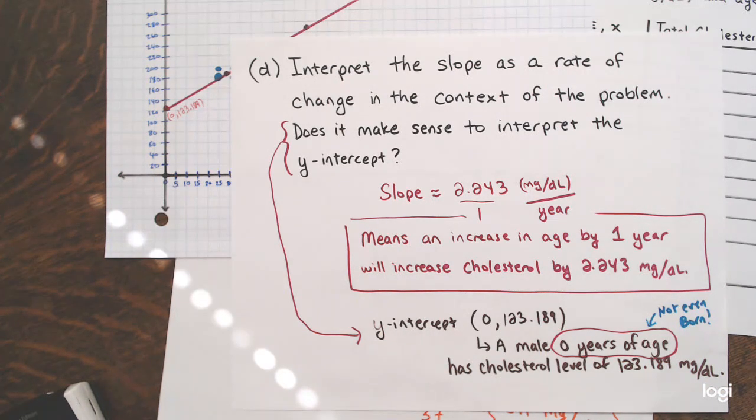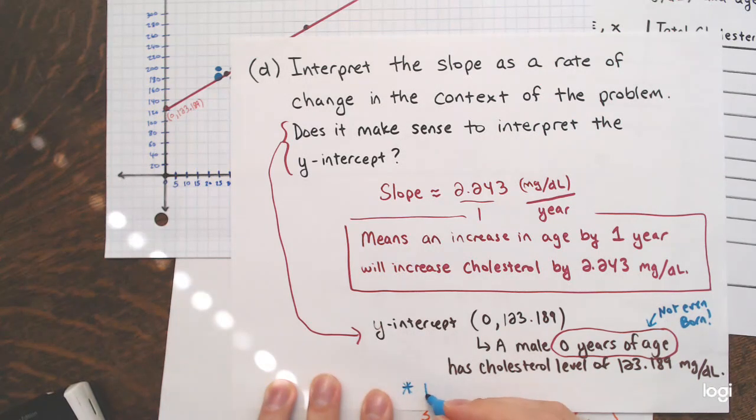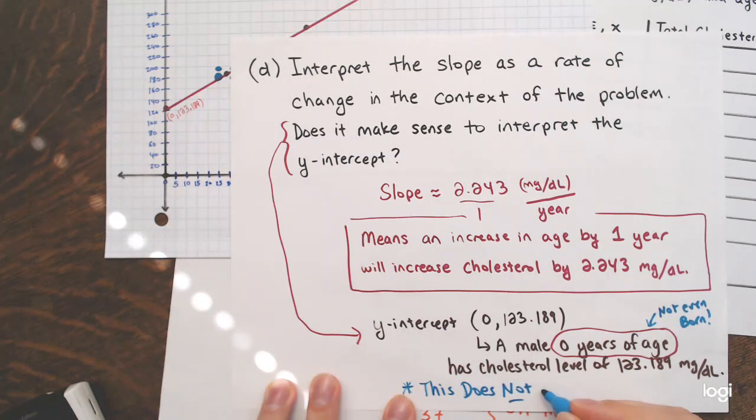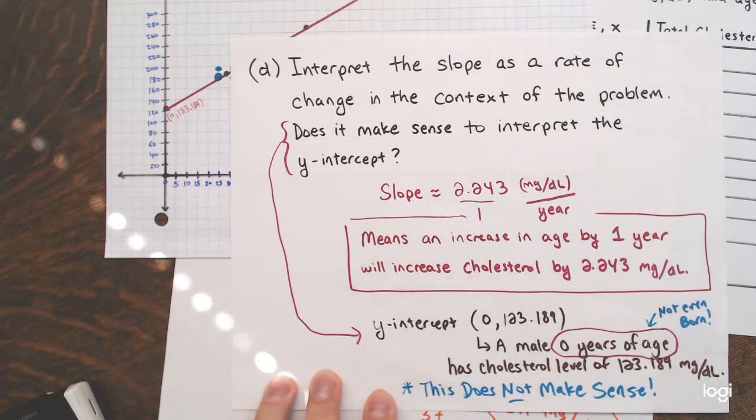So how can someone who's not even born, not even conceived, have a cholesterol level? All right, so if you really think about it in the context of this problem, this does not make sense. So I would not interpret the y-intercept. Right? It does not make sense to interpret the y-intercept. How can someone who is 0 years old, not even existing yet, have a cholesterol level?